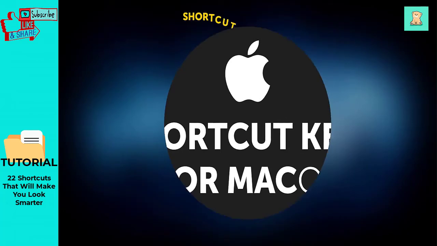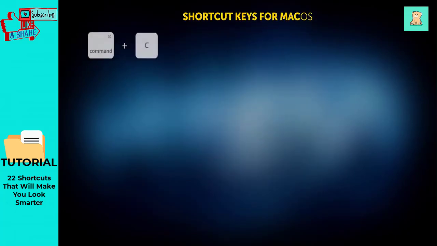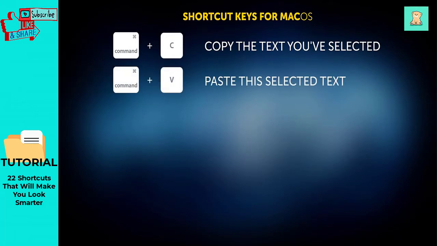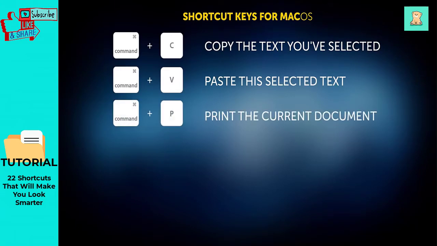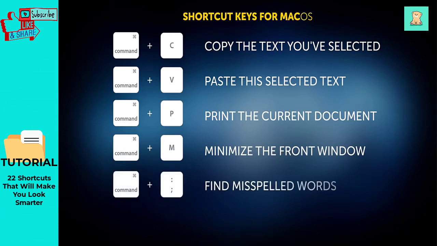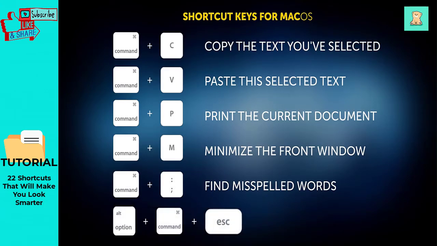Here are some shortcut keys for Mac OS. Command+C will copy the text you've selected. Command+V will paste this selected text wherever you need it. Command+P will let you print the current document. Command+M will minimize the front window to the dock. Command plus the semicolon will find misspelled words in your document. Option plus Command plus Escape lets you pick an application to force quit.